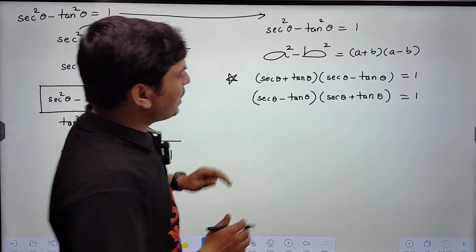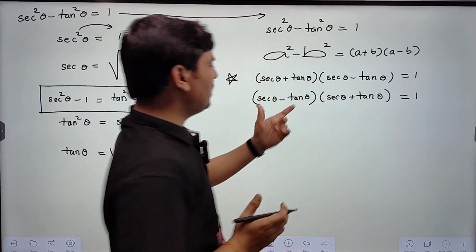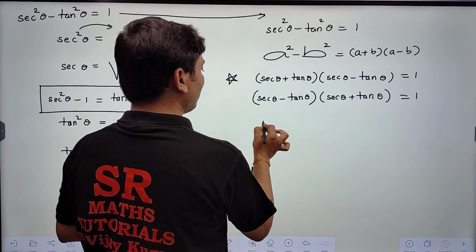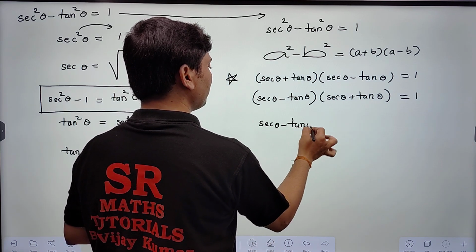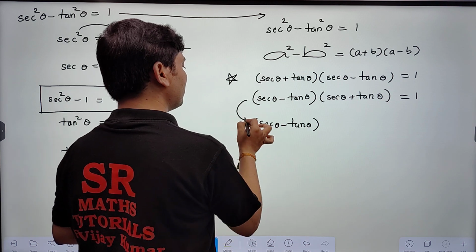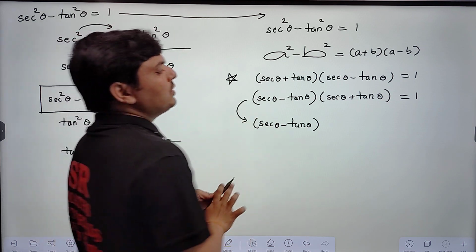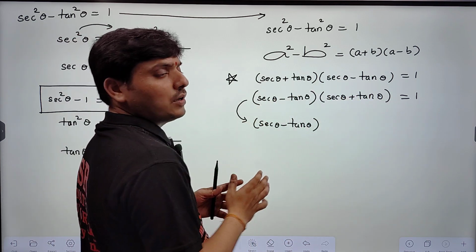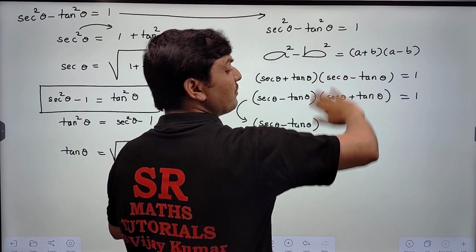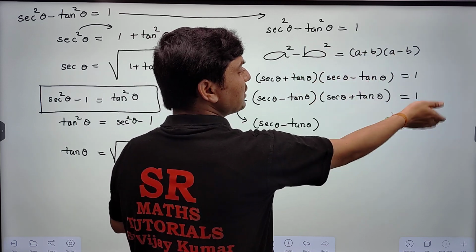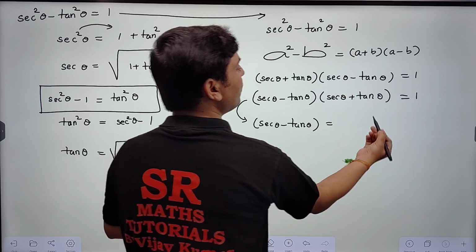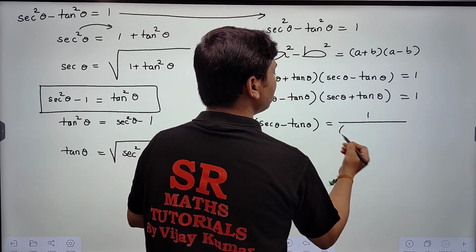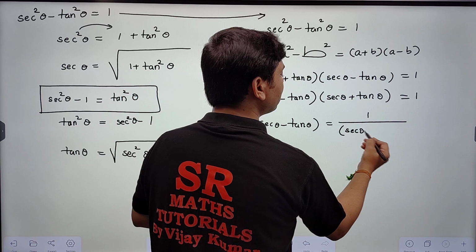Now, what do you say about this formula? I want the secant theta minus tan theta formula from this one. Now this is a product of this concept, so immediately this term moves from left to right and is divided into 1. The final answer is secant theta minus tan theta is equal to 1 by secant theta plus tan theta.